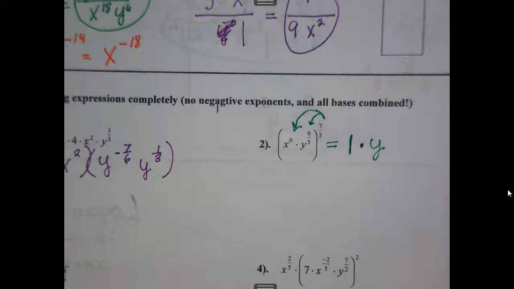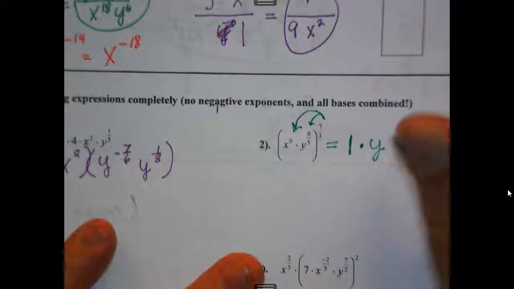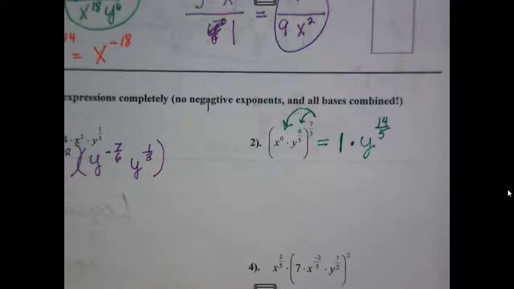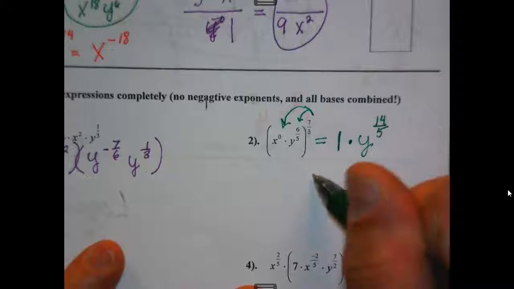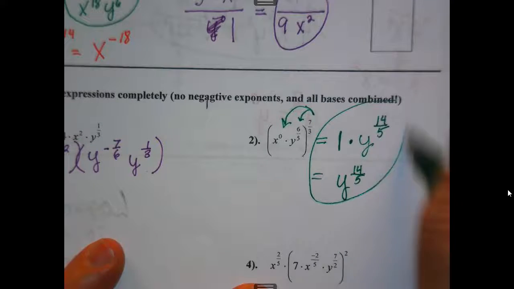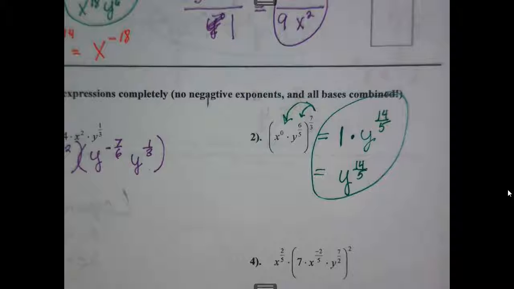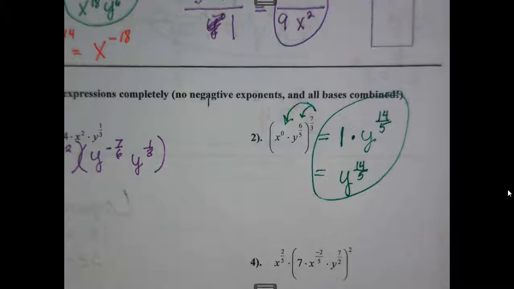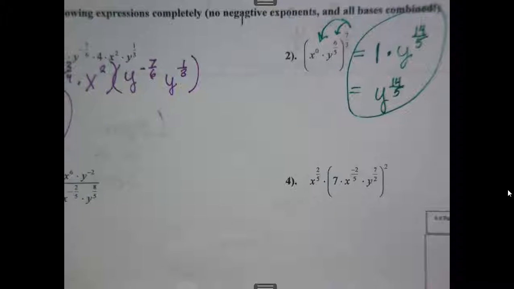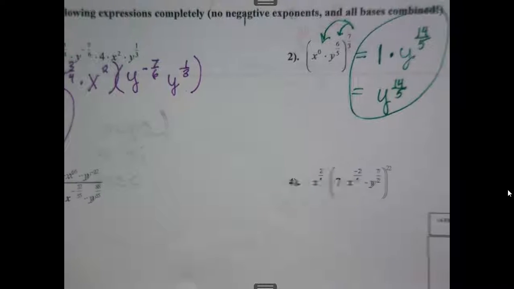What'd you get? You should get 14/5. You can leave it like this, or you can just put it as y to the 14/5. I don't care either one. Questions, comments, concerns yet? All right, let's keep going until the bell rings because you guys need to practice, practice, practice.